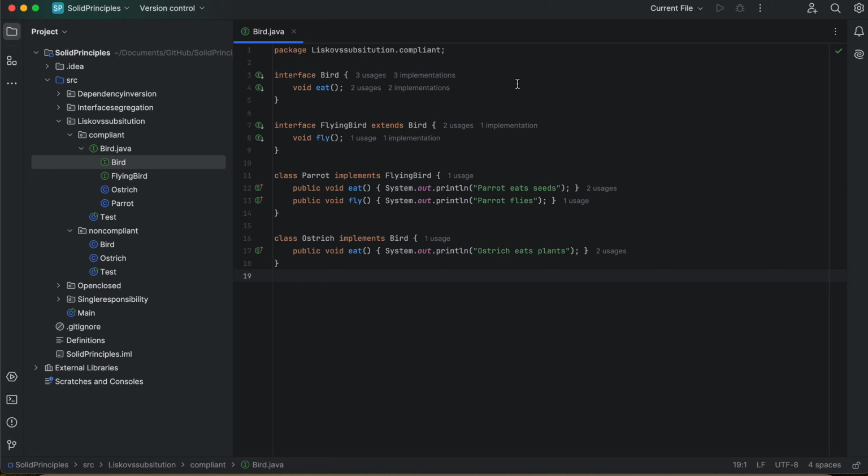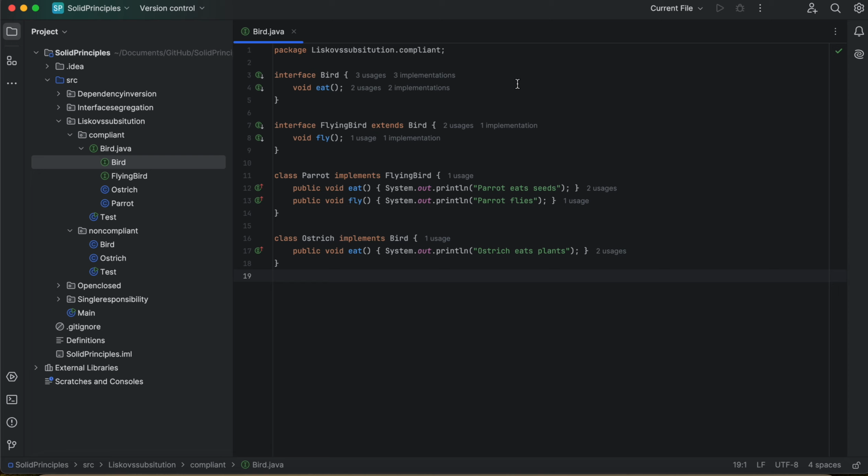You can substitute Parrot for a Bird. You can substitute Parrot for a FlyingBird also. Since Ostrich is not implementing FlyingBird, it is implementing Bird directly, so you can substitute it for a Bird. This is how you avoid violating this principle, by segregating interfaces, or by creating interfaces, by achieving abstraction. If you look into most of the examples, they use interfaces and abstraction to achieve the particular principle.